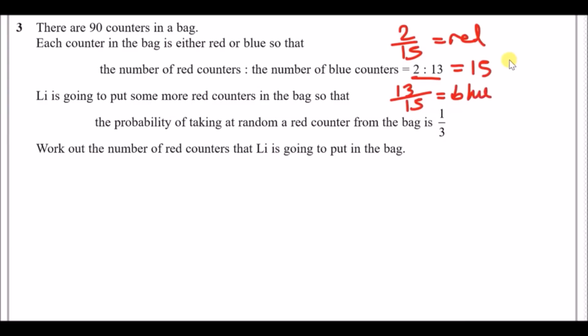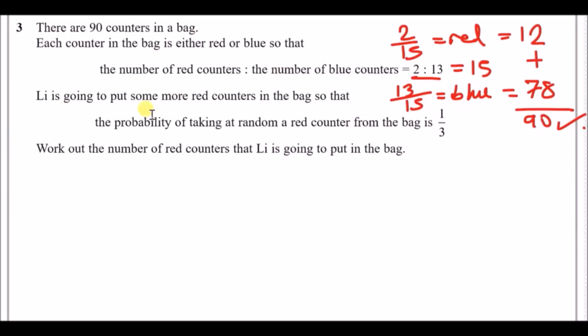If you want to work out straight away how many counters there are, you literally just put in the calculator 2 over 15 times 90. Doing that, 2 over 15 multiplied by 90 will give us 12. So there are 12 red counters. For blue, same thing, 13 over 15 times 90, and that's going to give us 78. Of course, just double checking, adding these two you get 90, so it checks out. Now let's keep going.